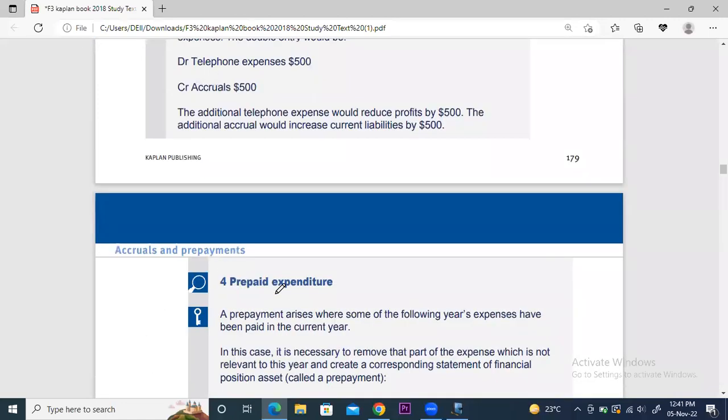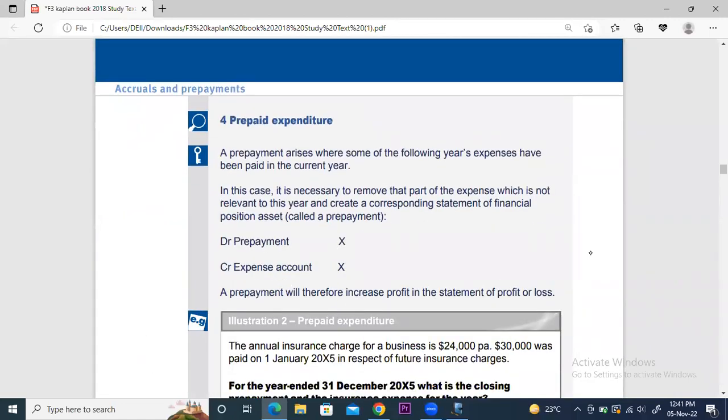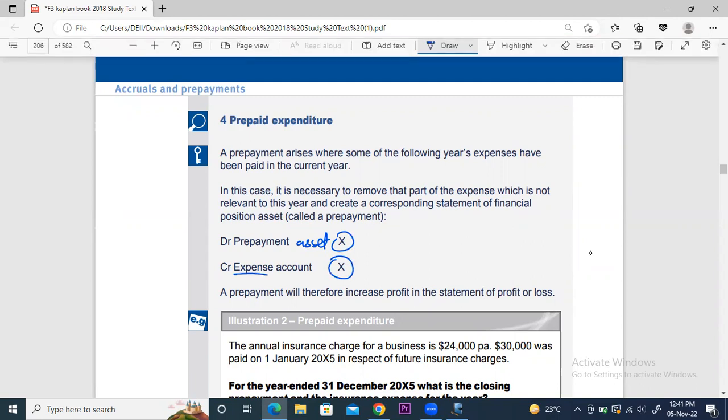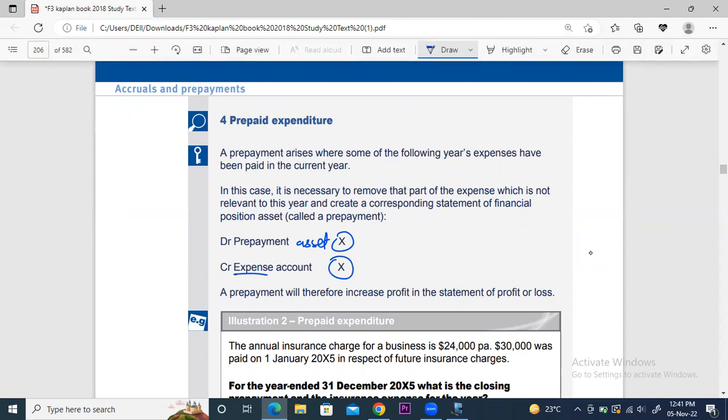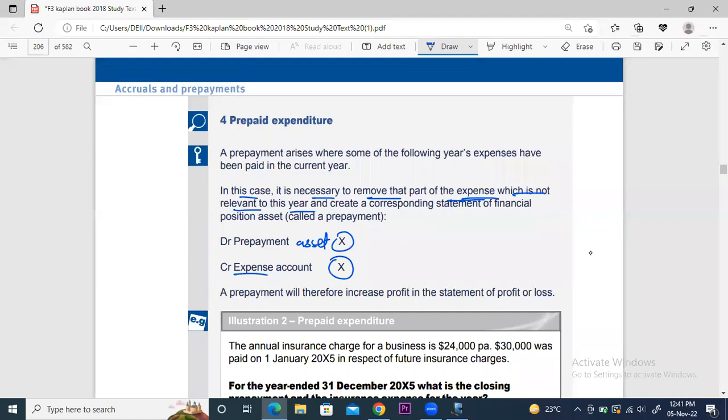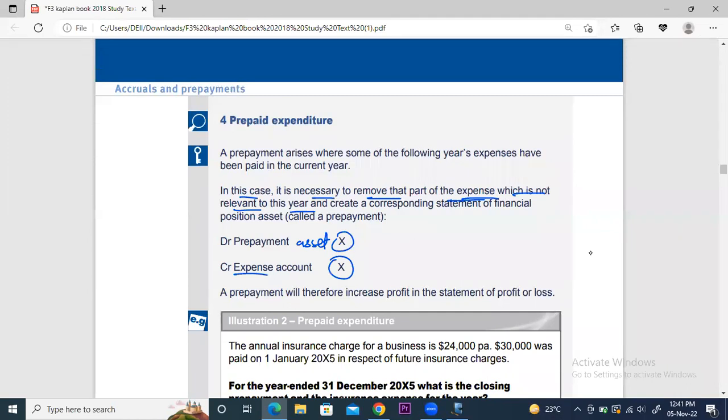So yeah, prepaid expense. We debit the prepayment, which is basically a prepayment asset, and credit the expense. In this case, it is necessary to remove that part of the expense which is not relevant to this year, because obviously I've purchased a 6 months Netflix subscription, so it will end next year, in April or May, let's say. So that part does not relate to this year. But the period that relates to this year, I'll only be recording that.